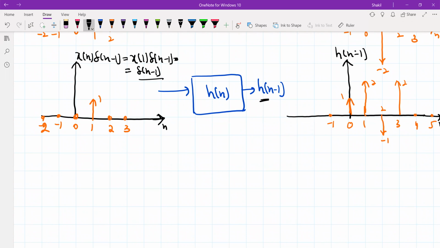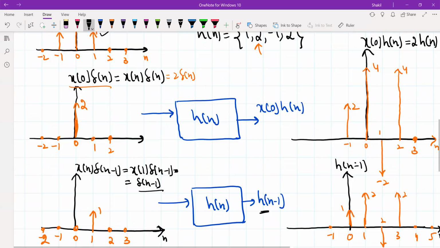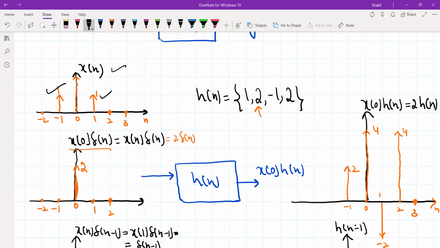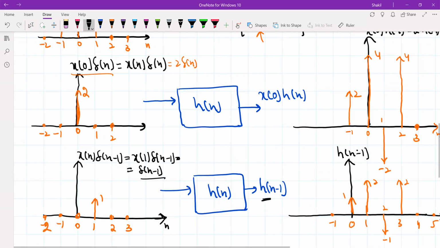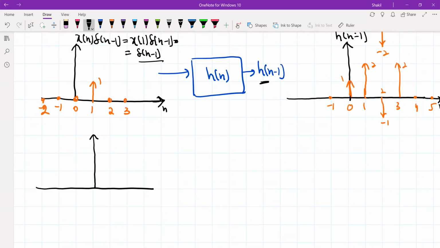Same way, now our goal next is to apply this as the input to the system. Now how do we obtain it? We multiply x of n with delta n plus 1. That will give us x of minus 1 delta n plus 1, and x of minus 1 is 1, so it will be simply delta n plus 1. So this will be 1.